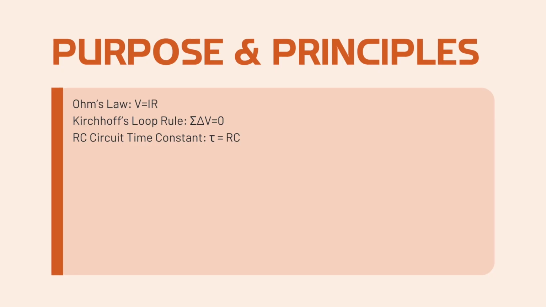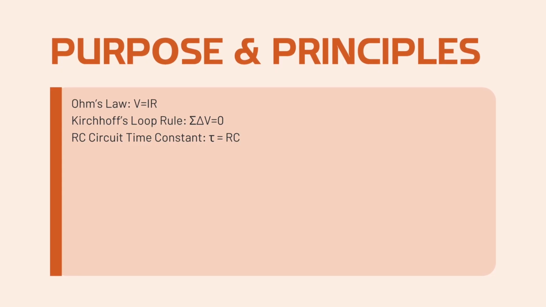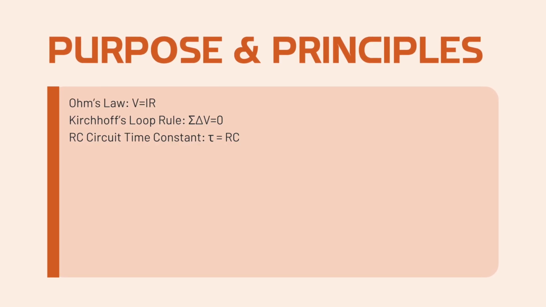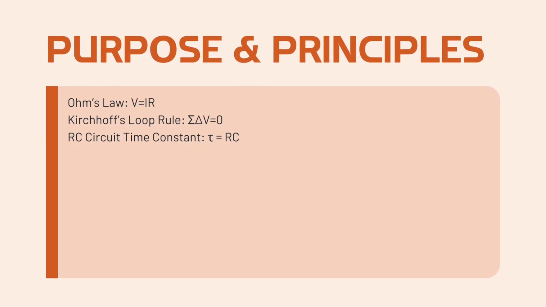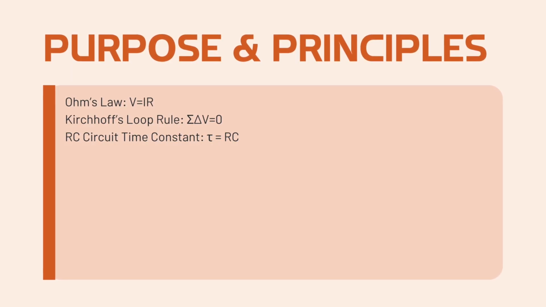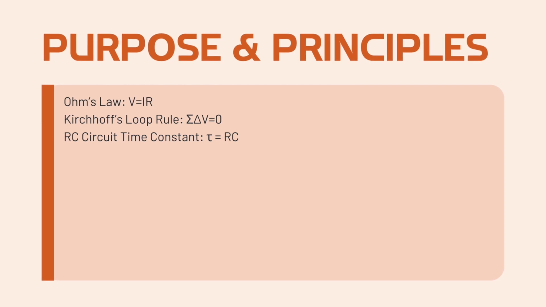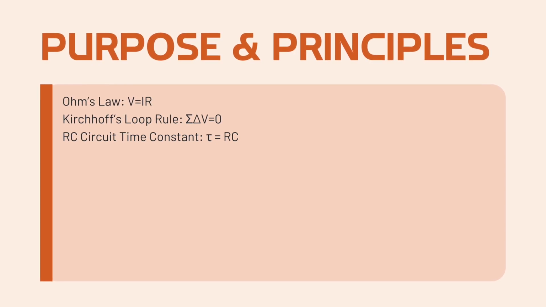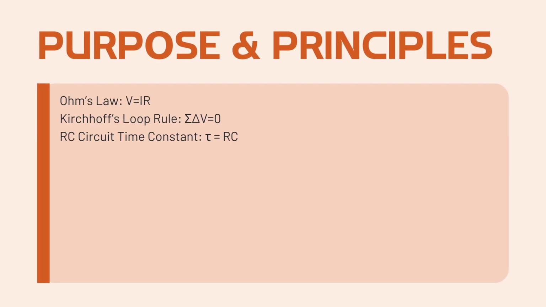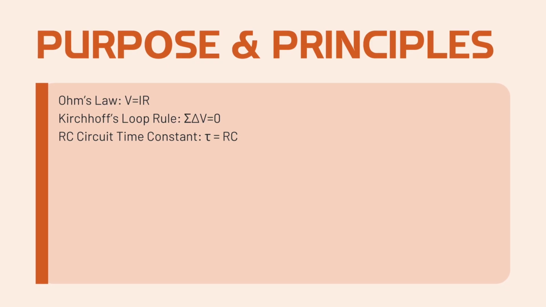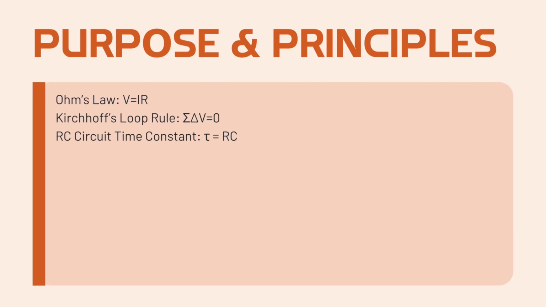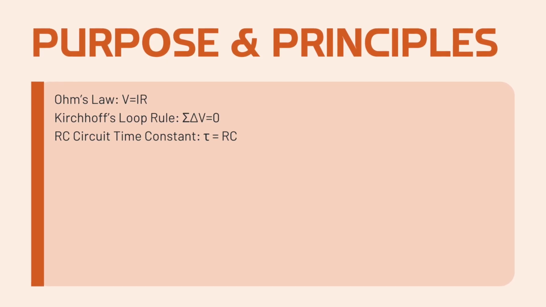To model the circuit, we used several fundamental physics principles. First, Ohm's law, which states that the voltage is equal to current times resistance. This allows us to predict the current flowing through a circuit when the voltage and resistance are known. Second, we use Kirchhoff's loop rule, which states that the total potential change around a closed loop must equal zero. In other words, the voltage provided by the battery must equal the total voltage drops across the circuit components.